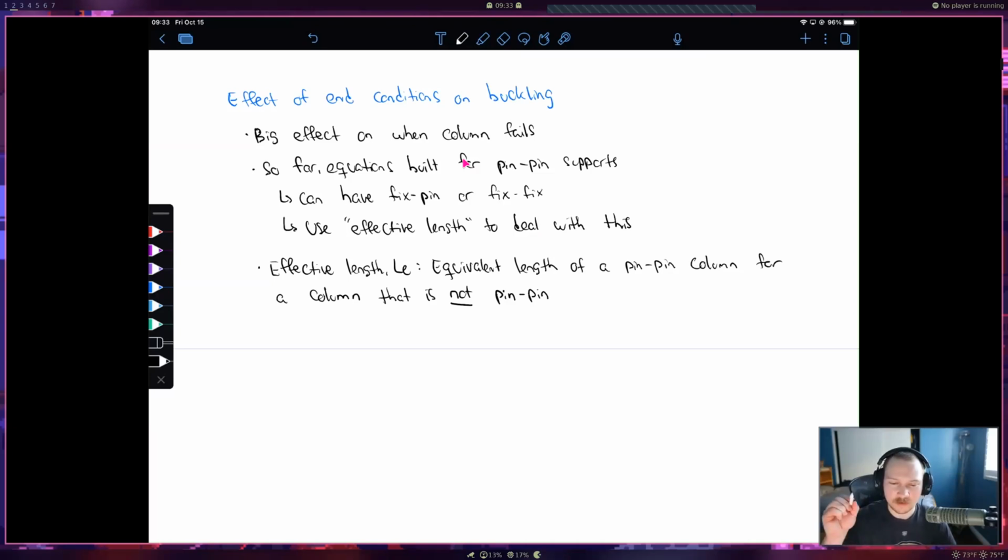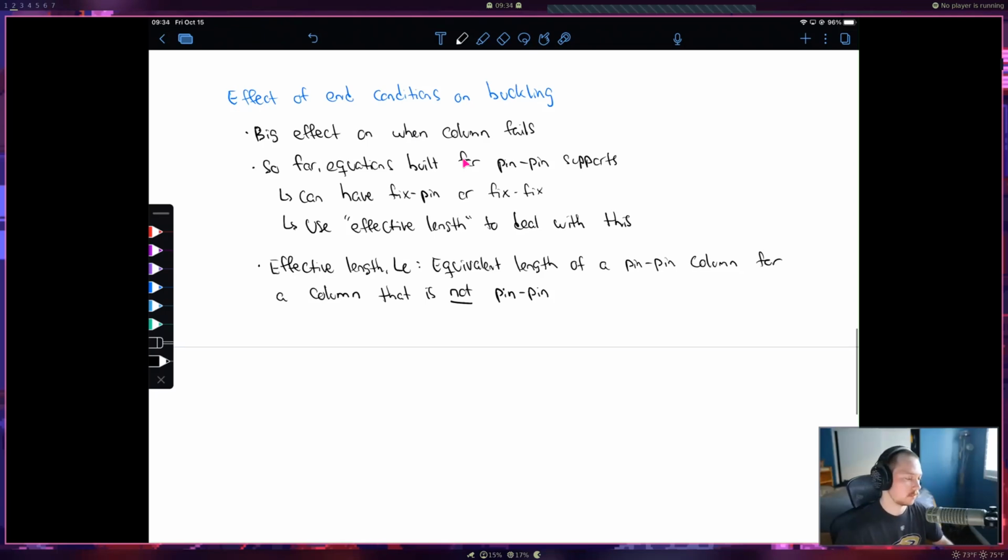So instead of having length in our equations, we're going to put L sub E. We can have equations to solve for this effective length if we have a pin-fix column or a fix-fix column. Okay, so we'll show that now.